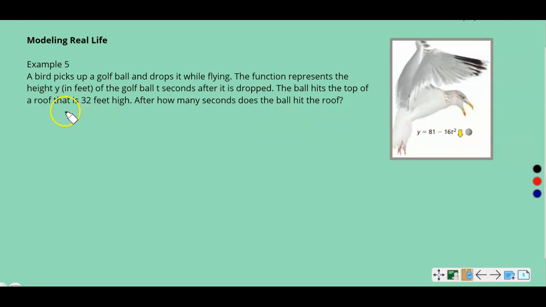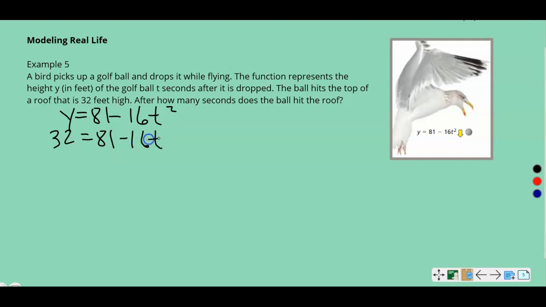All right, we're also given that y represents the height in feet of a golf ball, and t is seconds after it is dropped. And it says the ball hits the top of the roof after 32 feet. After how many seconds does the ball hit the roof? So what we can do is take our equation. So we have y equals 81 minus 16t squared. And it says the ball hits the roof at 32 feet. Y is the height in feet of the golf ball. So we can put 32 in place of y.